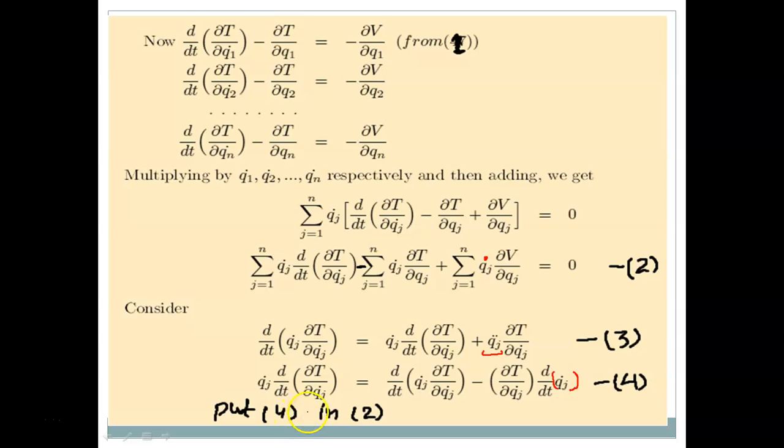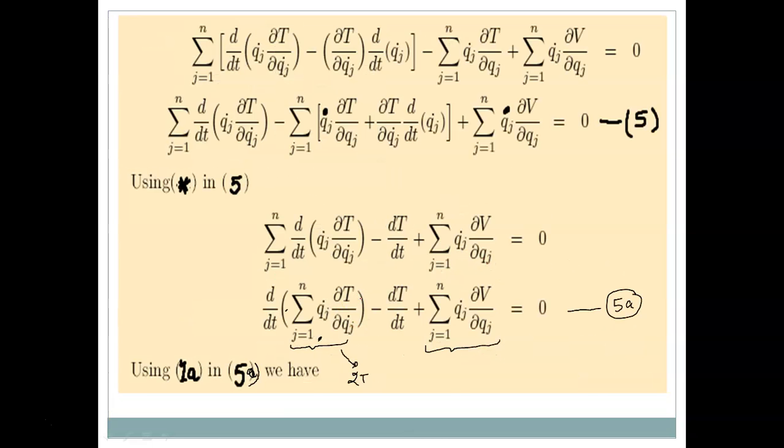Now put this value 4 in equation number 2. In fact we'll substitute the value of this. In place of that, here we shall write this quantity, and subsequently we'll get this expression minus this quantity here. Now look at the situation.